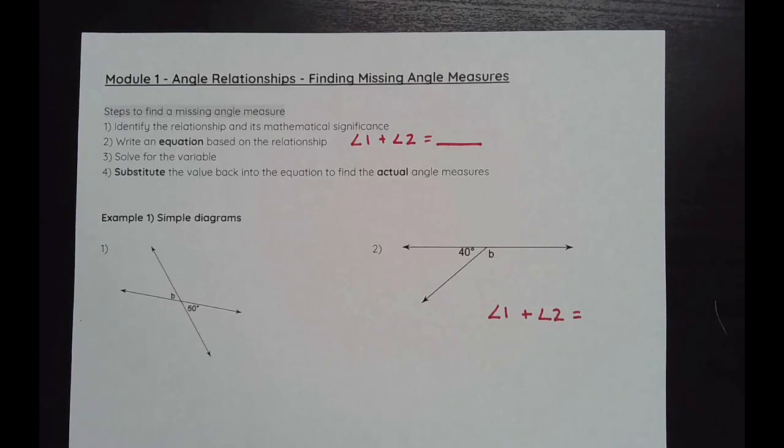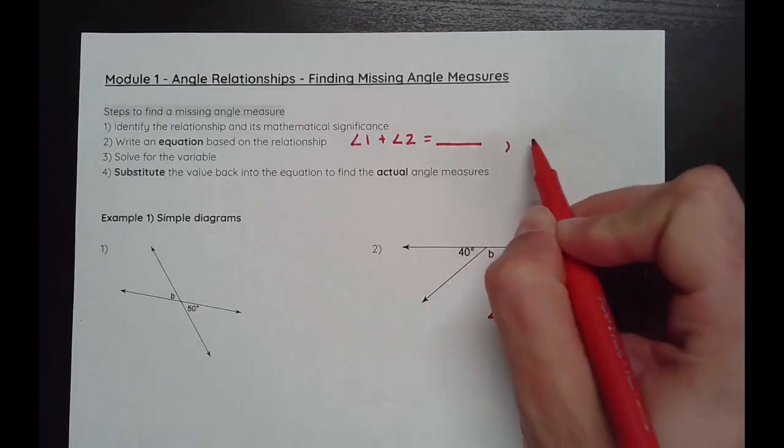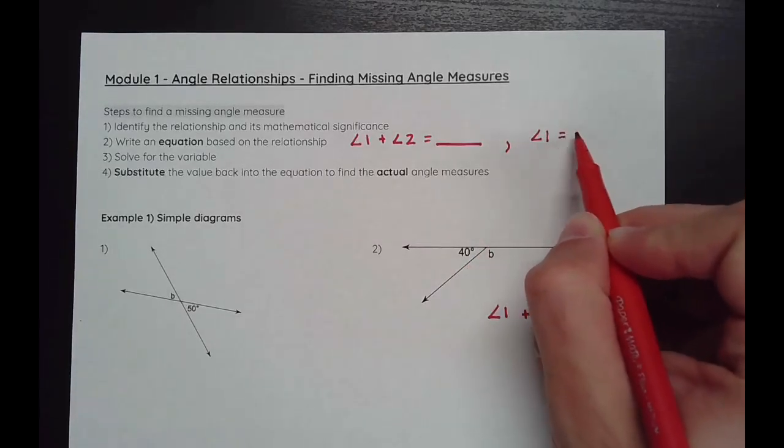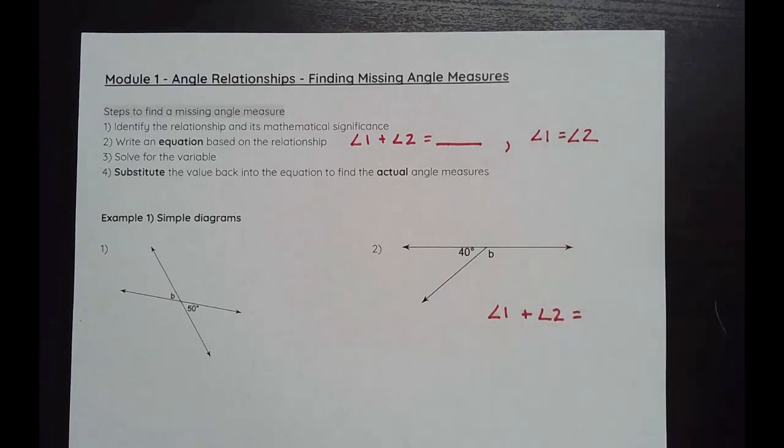So step one is going to be to identify the relationship and its mathematical significance. So here we're looking for complementary angles, supplementary angles, vertical angles, and what those relationships tell us. Step two is going to be to write an equation based on the relationship. So we're going to say angle 1 plus angle 2 equals a specific value. Or if we're talking vertical angles, which we know are congruent, we would say angle 1 is equivalent to angle 2, or congruent to angle 2.